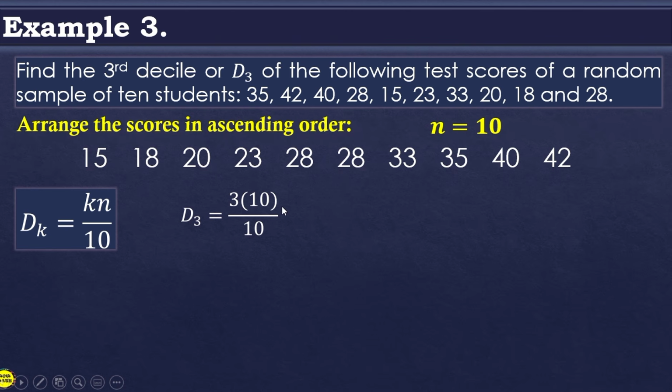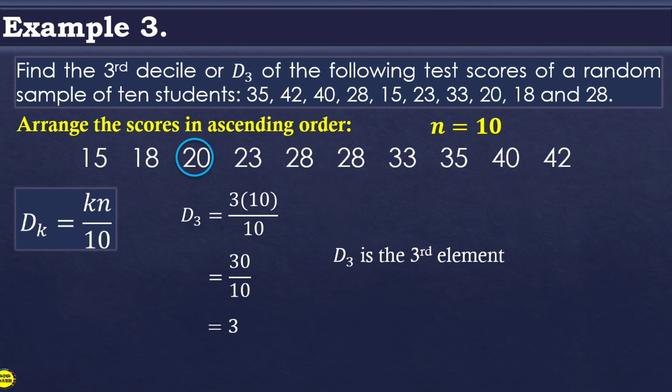So, 3 times 10, that is 30. Divide 10. The answer is 3. Makikita natin, class, na whole number yung nakuha nating sagot. Ano ibig sabihin nito? Ibig sabihin, class, yung third decile natin ay nasa third data. Matatagpuan natin sa pang third data. So, bilang tayo. 1, 2, 3. So, ibig sabihin nandito. Yung 20 na yan yung third element and that is the third decile.